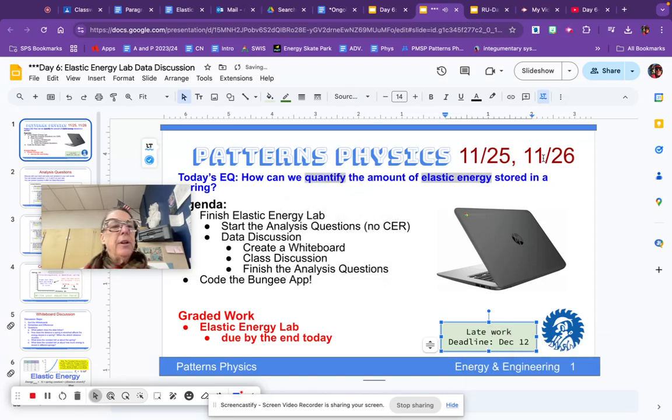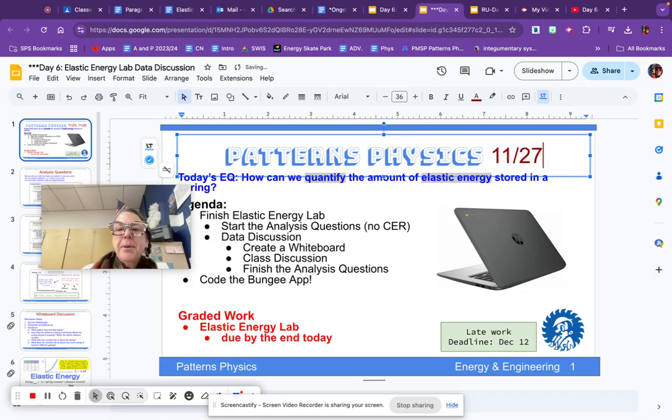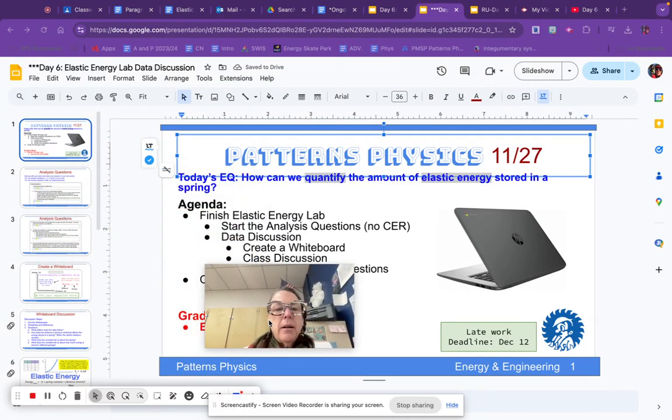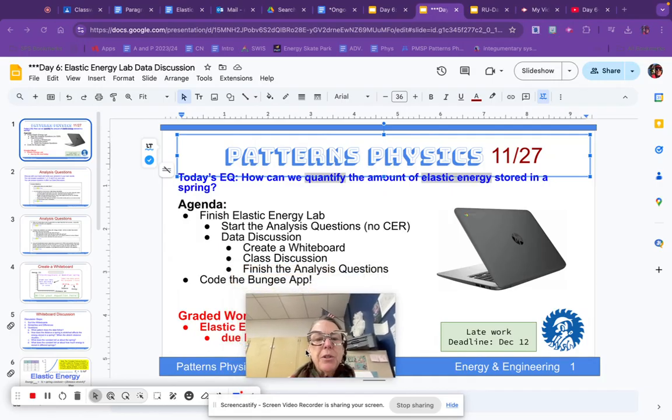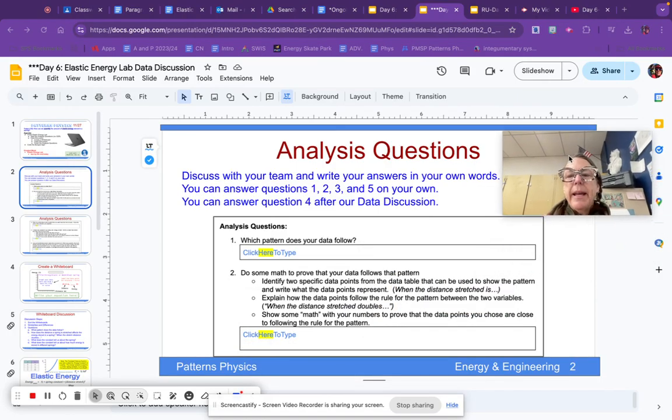Good afternoon. Today we're going to code our app for our bungee jump. We're also going to have a data discussion. The first question that you should be able to answer is, what pattern does your data follow? That's easy. Just look at the pattern that's on the graph.